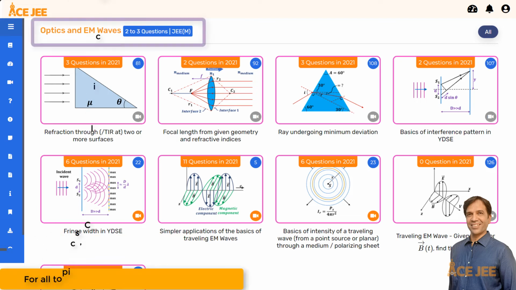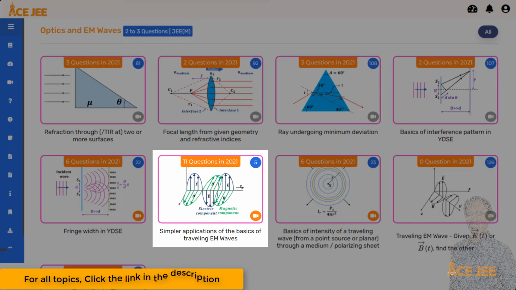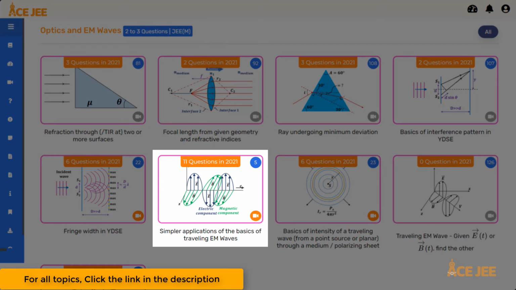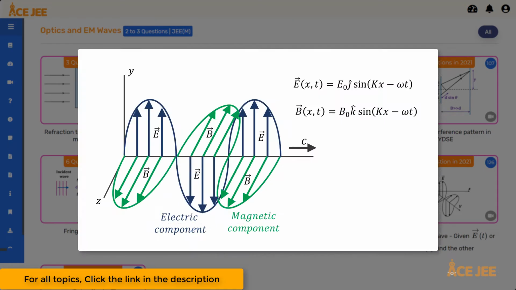There are 9 important question types in optics and EM waves that one should pay close attention to for JEE Mains. Starting with a question type on basics of traveling EM waves, here you will be expected to use your basic understanding of the electric and magnetic fields in the EM waves.